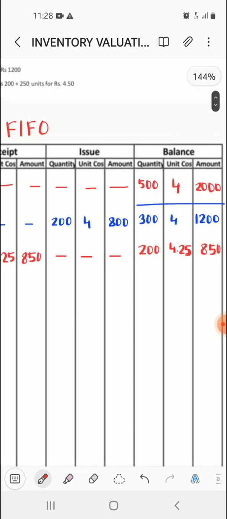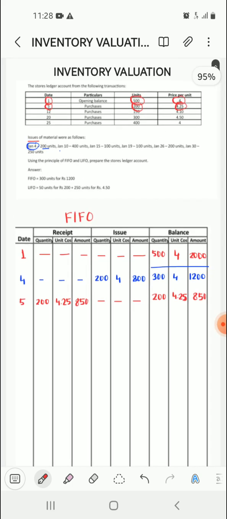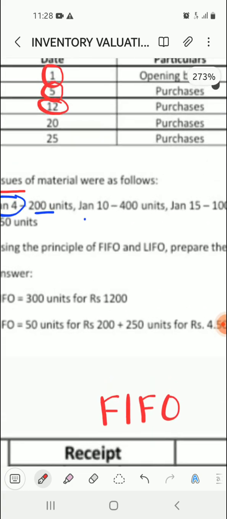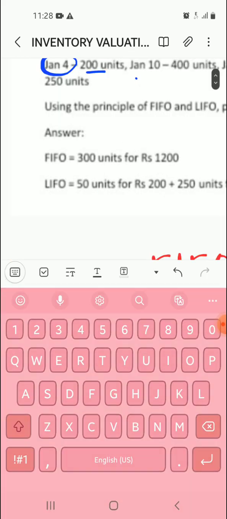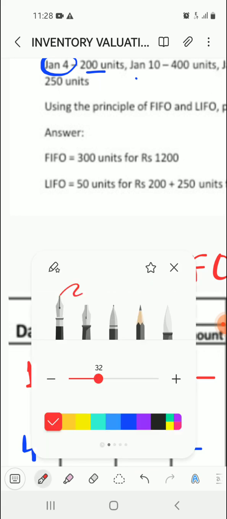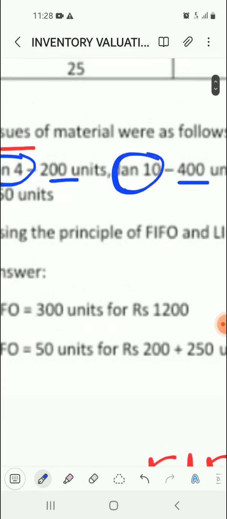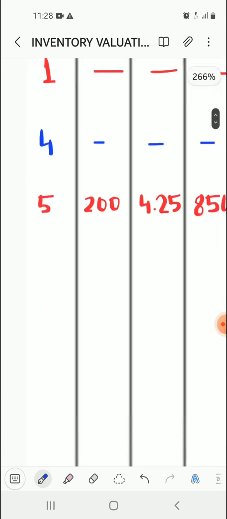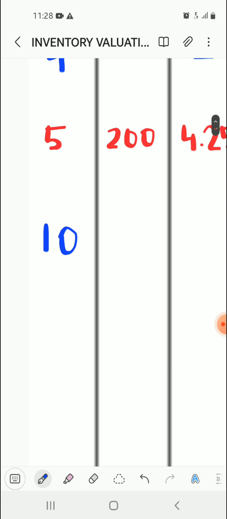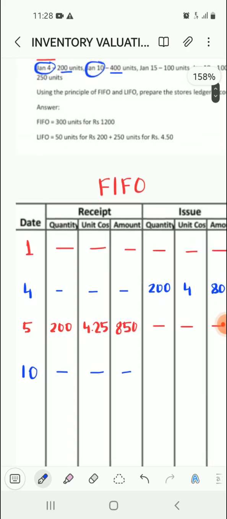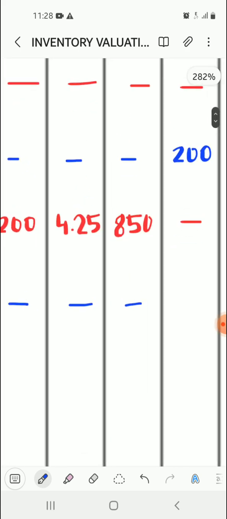After this is done, we are going to move to the next date. After 1, 4 and 5 we have got the next date. See, 12th here and 10 here. So that means 10 comes first. There's an issue on Jan 10 of 400 units. So Jan 10, 400 units. No purchases, so nothing to write in the purchase column. And in the issue column, we are going to write 400 units.